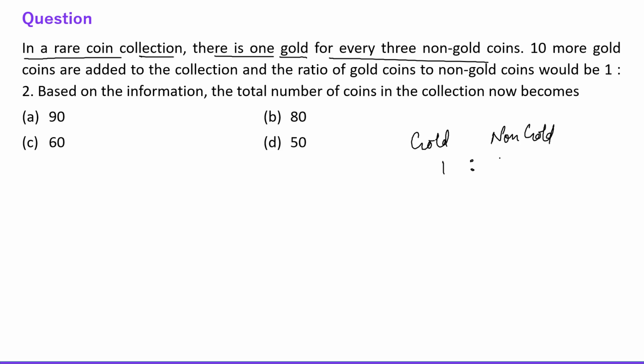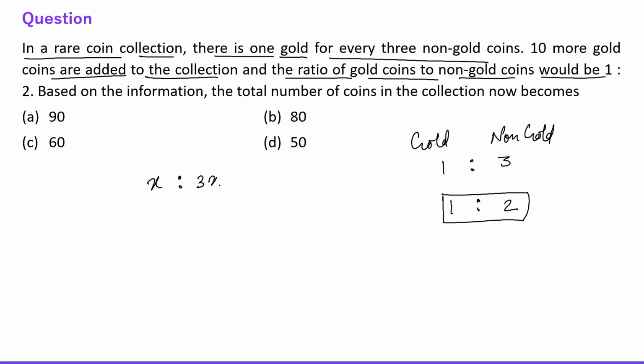So 1:3. 10 more gold coins are added to the collection and the ratio of gold coins to non-gold coins becomes 1:2. Okay, 1:2. See everyone, initial ratio is x is to 3x, right? When we have added 10 more gold coins, so now ideally the ratio is x plus 10:3x, but according to the question this is equal to 1:2, right?